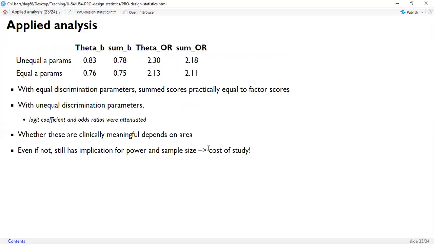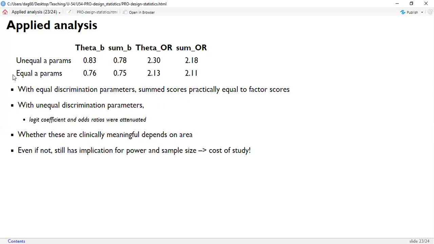0.2. And the results, I'm not showing you the code here, but the results of the logistic regression, I'm just showing you the parameter estimate, is in this little table here. So the first row is, you see theta B is the logit coefficient for the estimated factor scores used in the regression. Sum B is the logit coefficient for the logistic regression, where we use just a summed score as the predictor. And then I have the corresponding odds ratios over here.